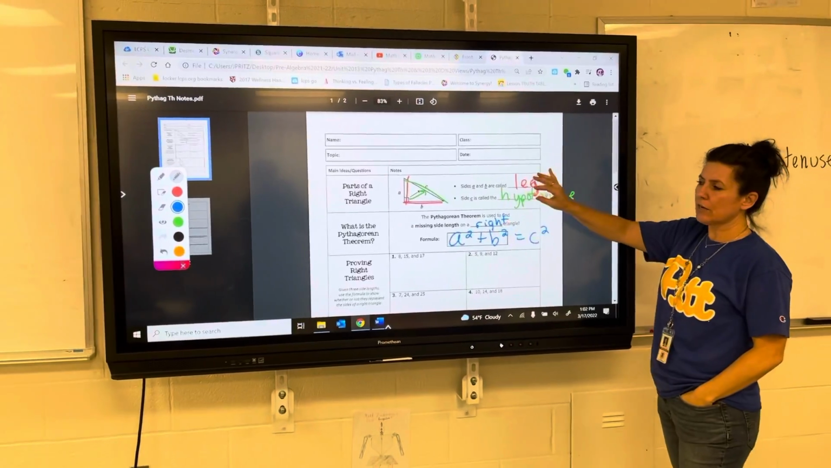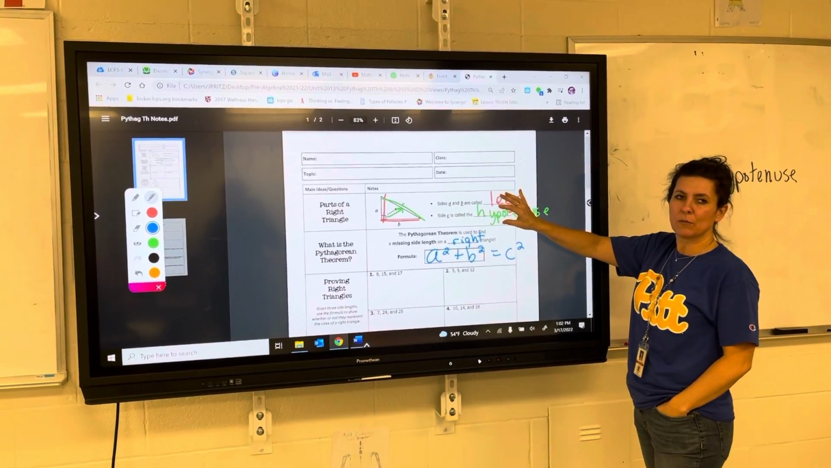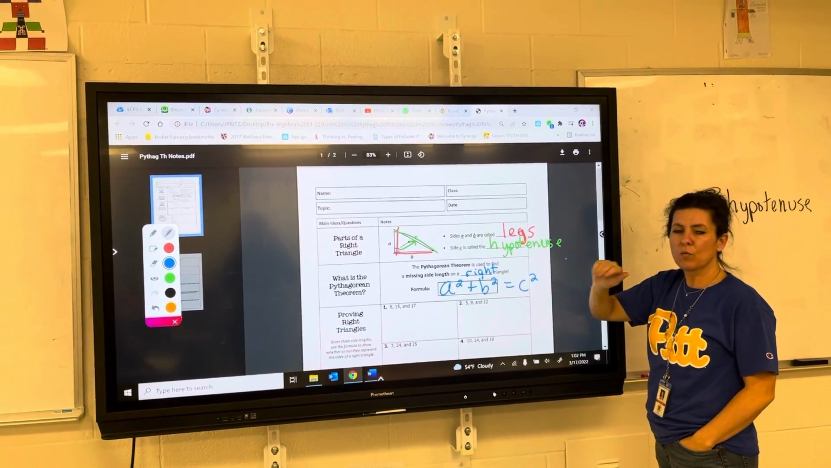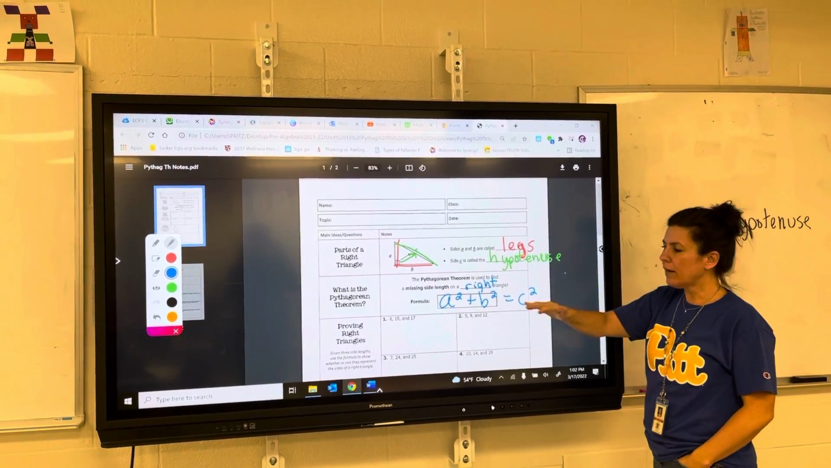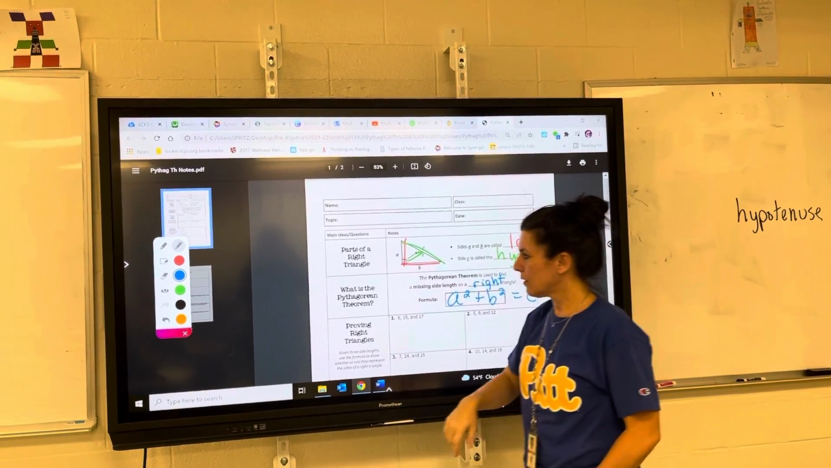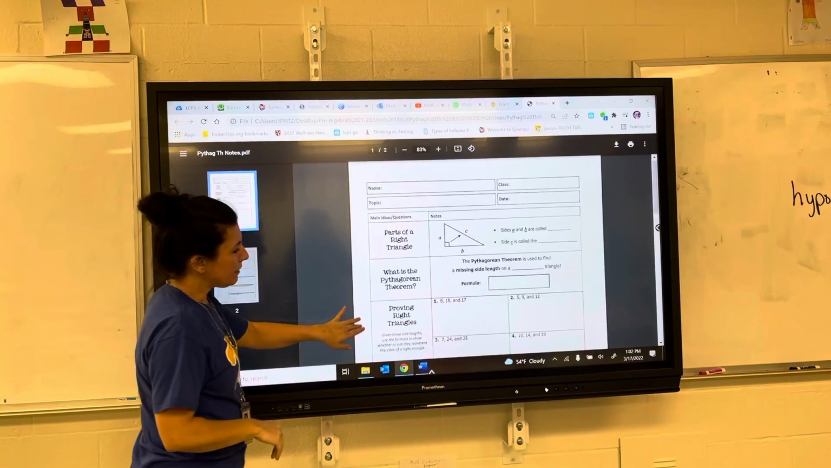So far, you need to be able to label the A and the B, which are our legs, and label the C, which is the hypotenuse, and know that it works only for a right triangle, and the formula is a squared plus b squared equals c squared. The next section.